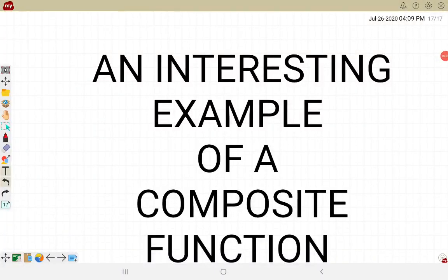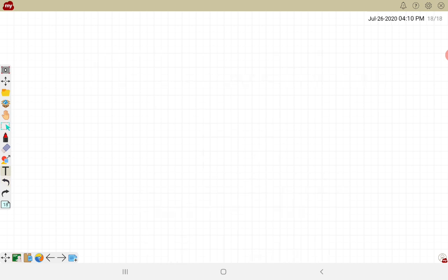Okay, now we want to look at an interesting example of a composite function. In the last lesson, we discussed composite functions and looked at 3 examples. Now let us look at this interesting example and how you can break it down. Understanding the question is very important.